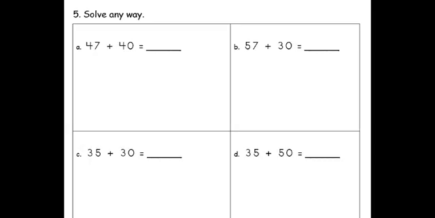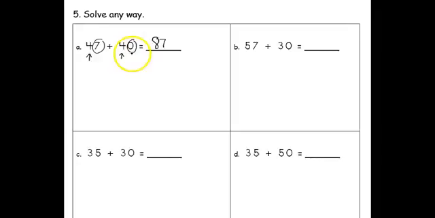In the next section, we have the same type of problem, except we're just given the numbers and we're told to solve it anyway. So I'll show you a couple of different ways we could solve these. We're starting with 47 plus 40. So I can think of that as 4 groups of 10 plus another 4 groups of 10, which would give me 8 groups of 10, and then I still have 7 ones.